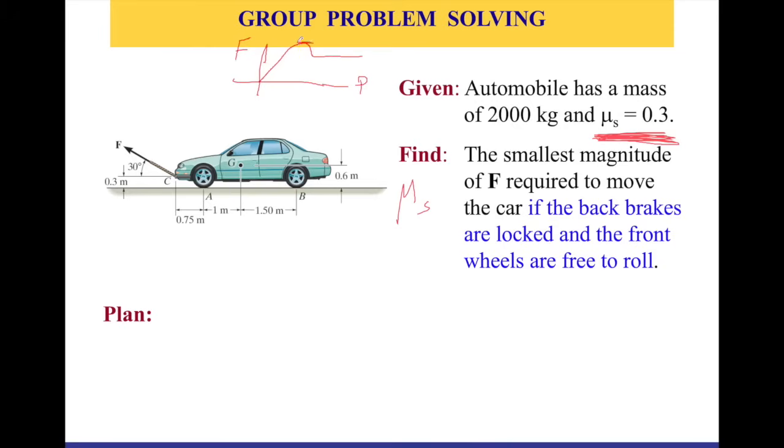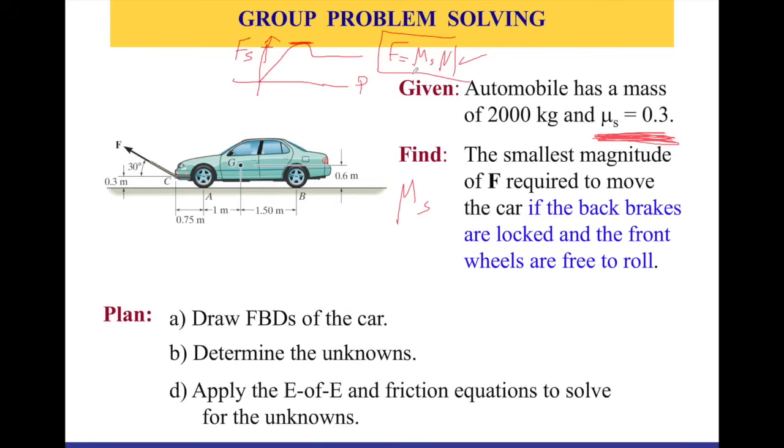So about to move, this is the static friction force, so I can use F equals mu s multiplied by N in my equations of equilibrium. So what is the plan to solve this problem? First, we need to draw the free body diagram of the car, and that's what we're going to be doing. And we need to determine the unknowns.